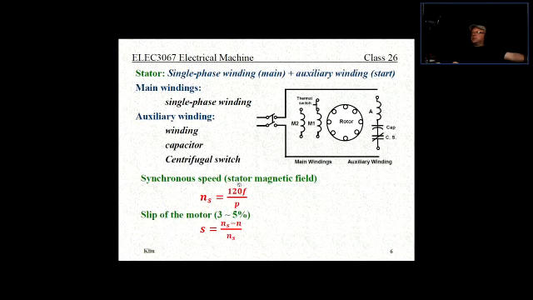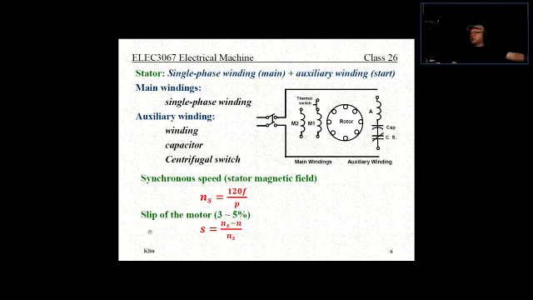Synchronous speed at the stator, well, that doesn't change. The synchronous speed would be 120 times the frequency over the number of poles. And of course, because it's an induction motor, remember, we are going to talk about the slip. Okay, and what's the slip? Slip tells us how much slower the rotor spins in comparison to the revolving magnetic field, which would be revolving at the so-called synchronous speed.